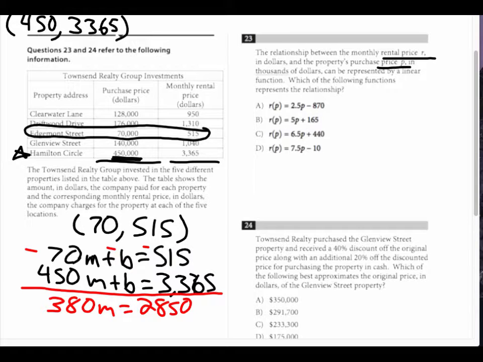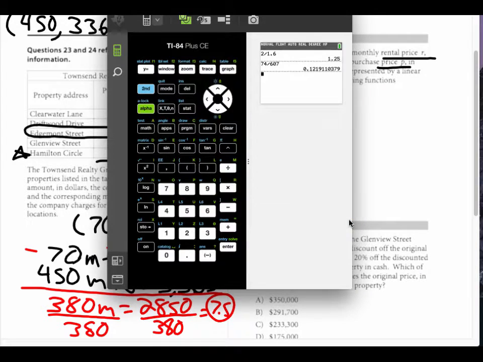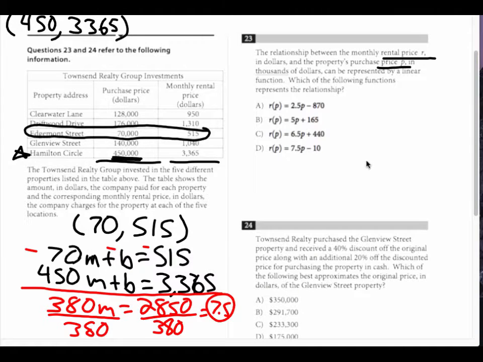Now if I solve both sides by dividing by 380, what do I get? 7.5. Now m is the slope, right? So if m is the slope, all I got to do is look at these and see which slope has 7.5. D. That would be D. And D is the correct answer.